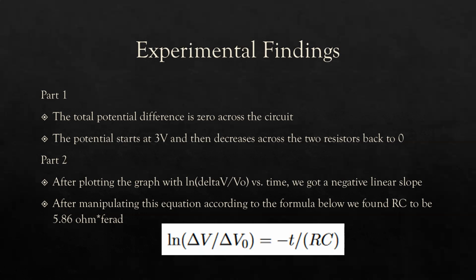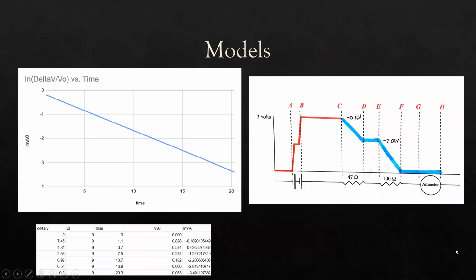And the reason this is different than the expected 6 ohms times farads is probably because of the way that I found this result, where I just took the line of best fit for my findings, and then I manipulated them according to this equation below, so the result was not exact.